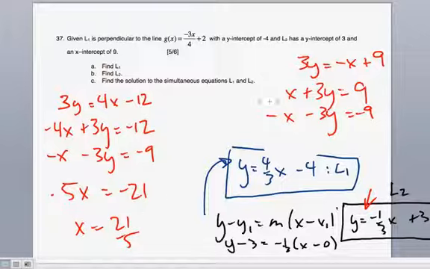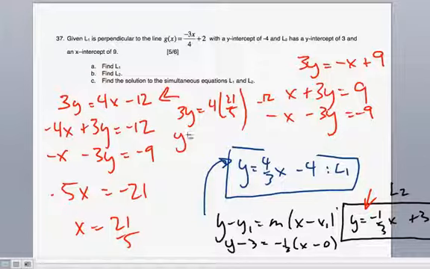Now if I do the same thing with my y values, I can take this and plug it in for x. I'm running out of space. Let's see which I'll choose. I might just choose this one here. Doesn't really matter. 3y is equal to 4 times 21 over 5 minus 12. Y is equal to some value here that you can figure out with your calculator. I don't have my calculator handy.